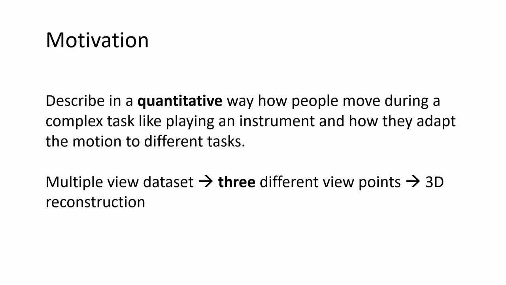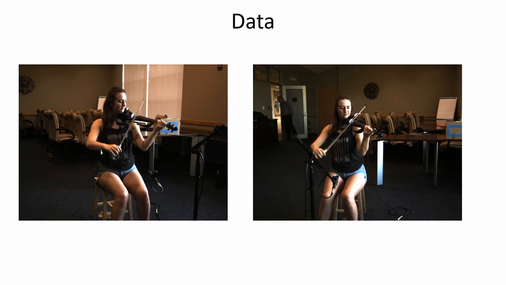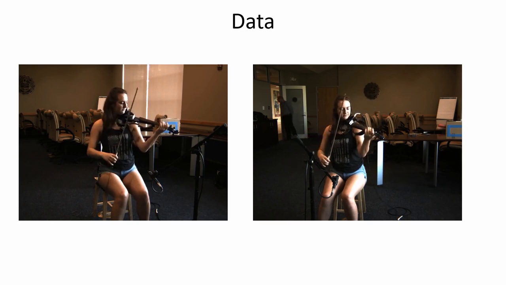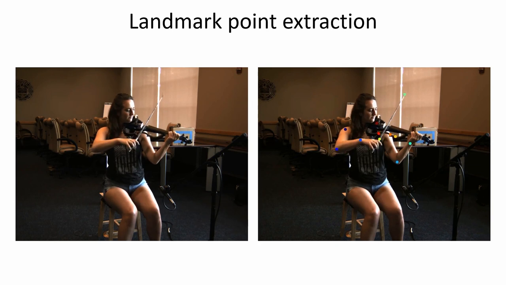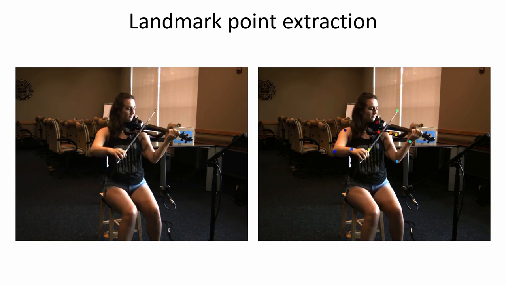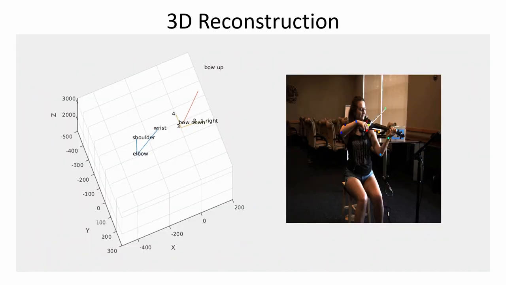Okay, and we did exactly the same thing. So this is the data. These are only two views of the same person. Then we extract, exactly in the same way as before, some points in the image. And we reconstruct the 3D scene starting from these two different viewpoints.